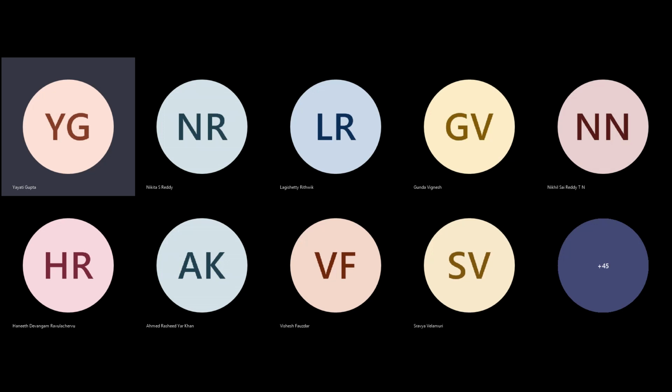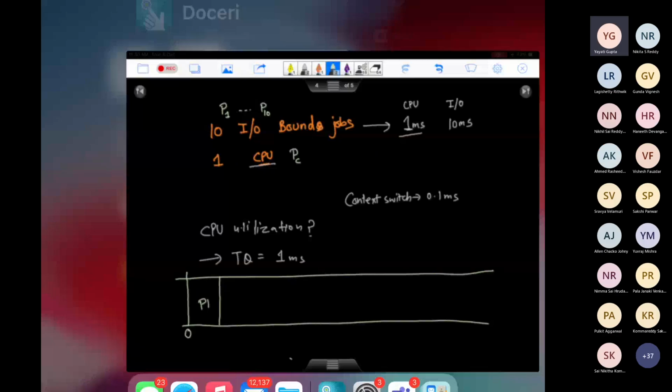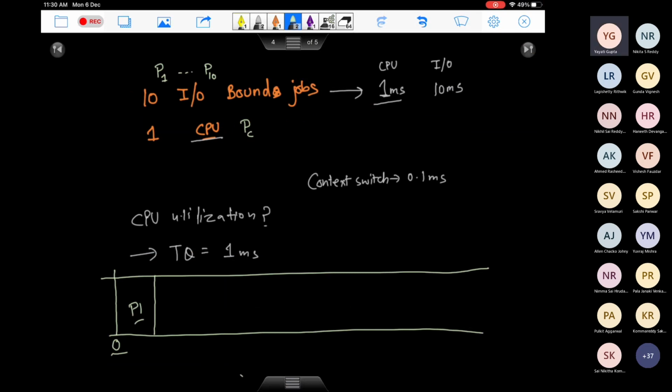Okay, we are out of time, so I'll take it up during the lab class. We'll discuss some of the questions during the lab class. Meanwhile, just think about this. I'm starting this process P1 from time 0. Till when will it run for your A part? Your time quantum is 1 millisecond, right? So each input output bound job will run for 1 millisecond, not just because it's the time quantum, but also because it requires 1 millisecond of your CPU time. If it required only 0.5 millisecond, it would have run for 0.5 milliseconds before going for your input output.